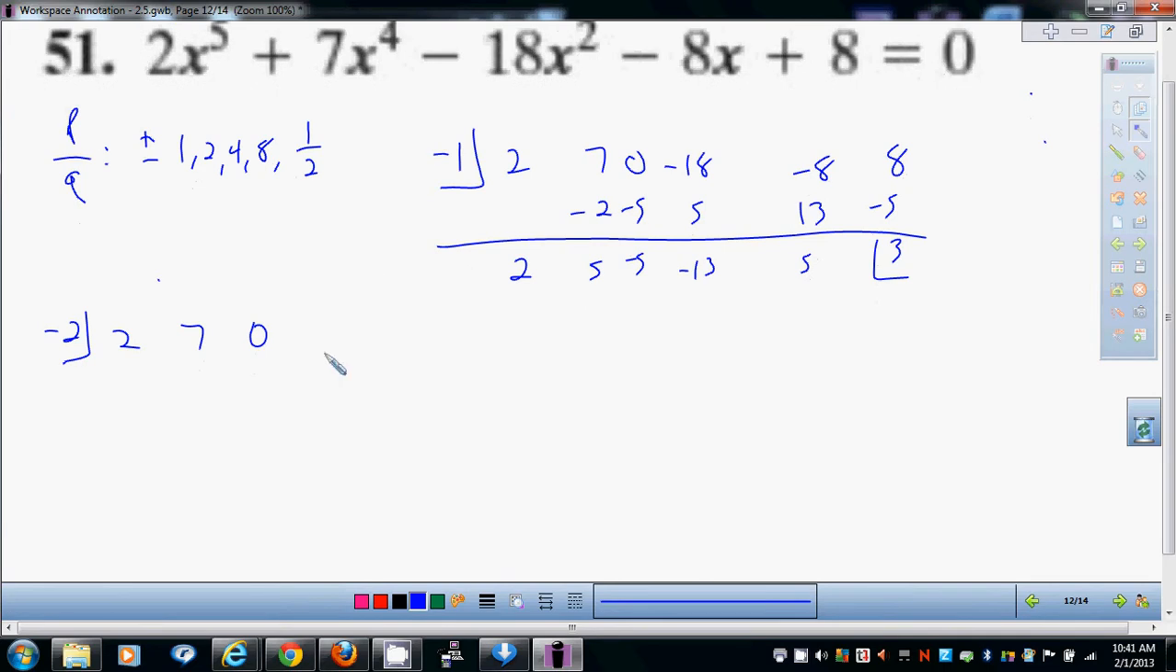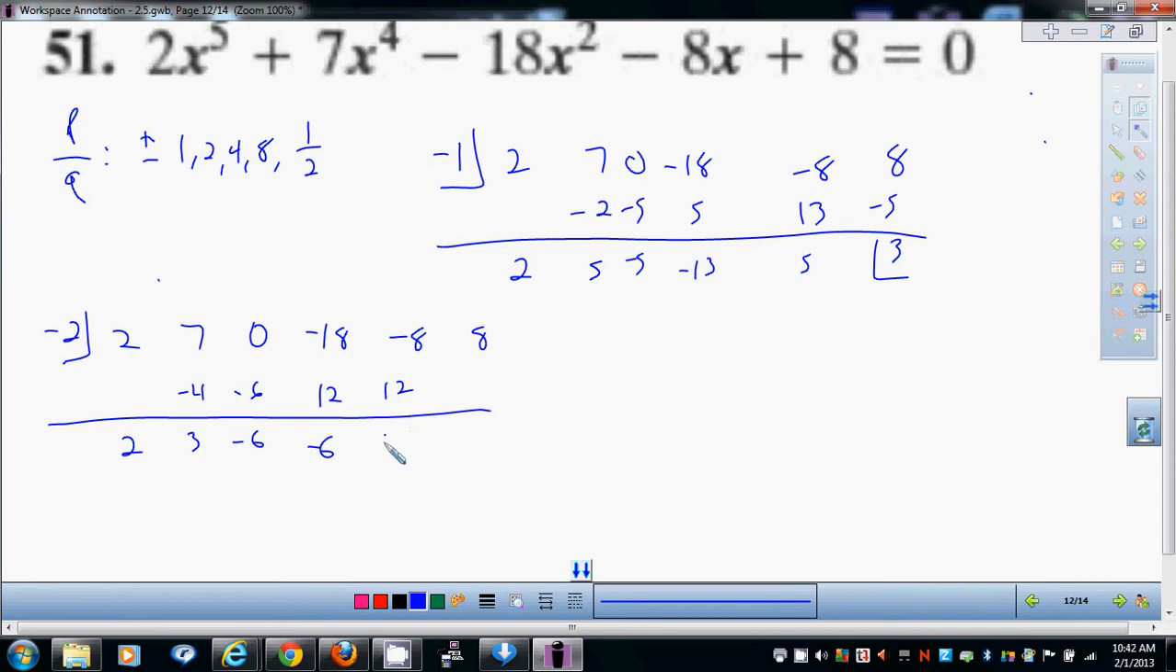Negative 4, 3, negative 6, 12. Ooh, this looks promising. 12. Yes! But I have to find 3 of them, and I've only found 1 so far. But I'm going to stick this one up here in the corner in my answer box, which I just invented.